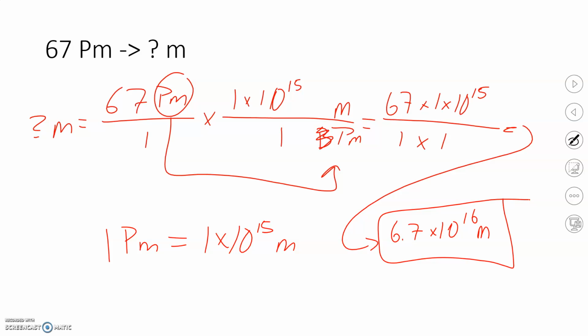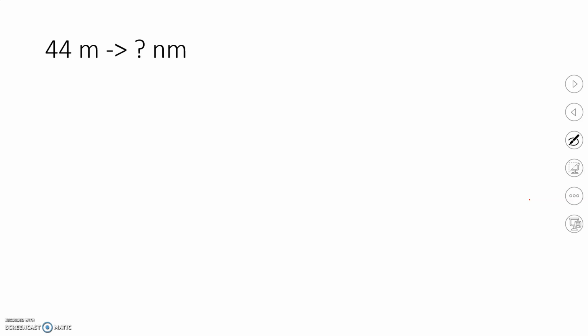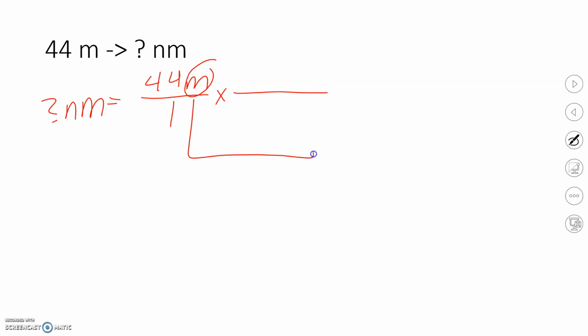Again, I encourage you guys to pause these videos, stop to write these down. Since these are just extra practice, I'm going to move through these pretty quickly. The next one, we're going to go from meters to nanometers. So again, we start off with question mark nm equals 44 meters all over 1. Again, meters is what we want to get rid of, so we're going to move it down below. So meters, and then nanometers on top.